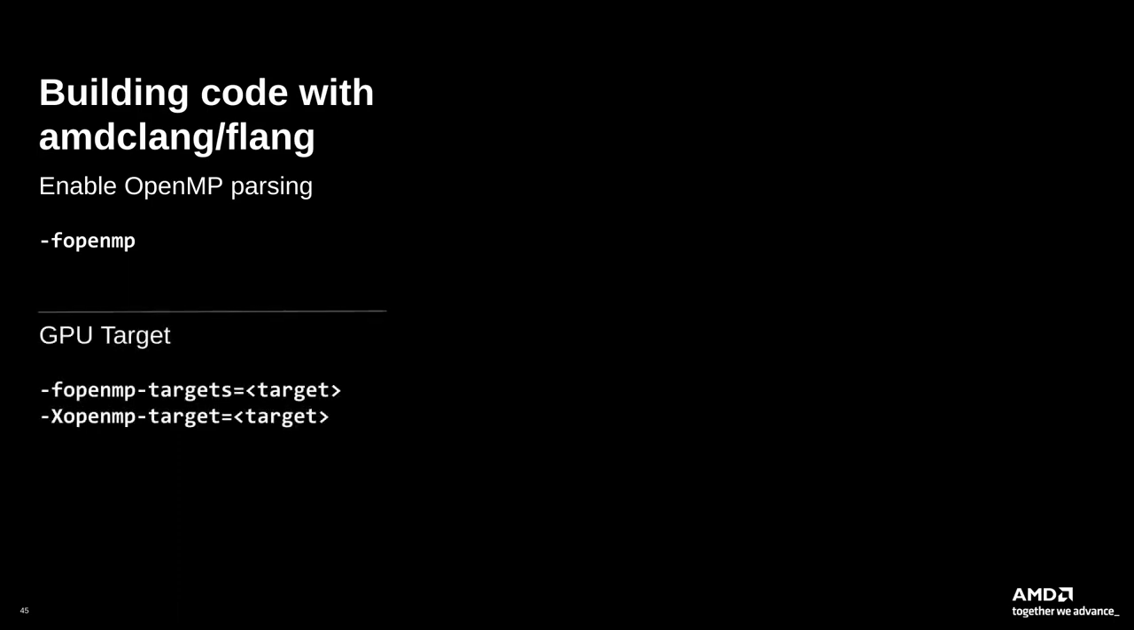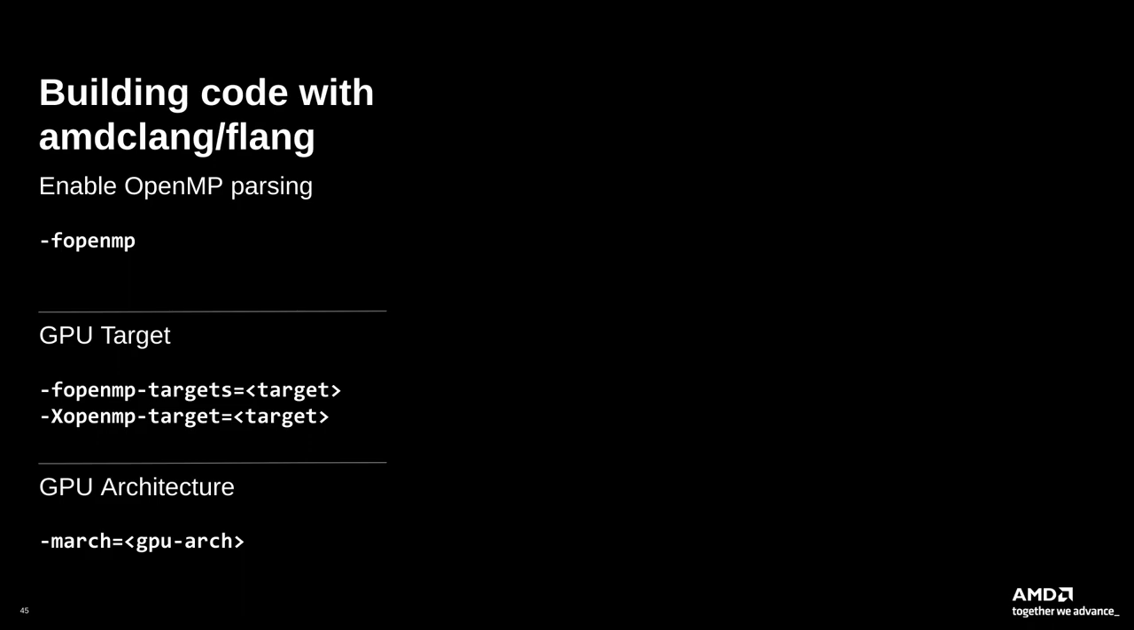There are a few flags that you need to send to the compilers to enable GPU offloading. The first is -fopenmp. This enables interpretation of the OpenMP directives in your code. You'll also need to set the GPU target, and this is set with two flags: -fopenmp-targets and -Xopenmp-target. This is where you specify the AMD GPU or NVIDIA GPU, and then you have the target architecture.